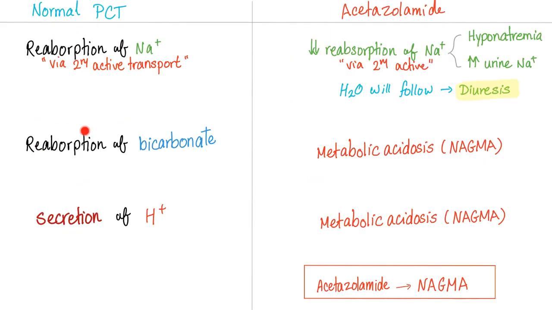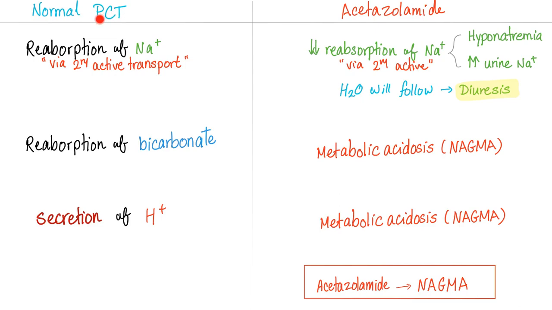Here is your normal proximal convoluted tubule. Here is your proximal convoluted tubule under the influence of carbonic anhydrase inhibitors. Normally, you reabsorb sodium via secondary active transport with the hydrogen, sodium in and hydrogen out, but under the influence of acetazolamide, you have decreased reabsorption of sodium. You'll end up with hyponatremia. There is less sodium in the blood, and therefore there is more sodium in the urine, called natriuresis or diuresis.